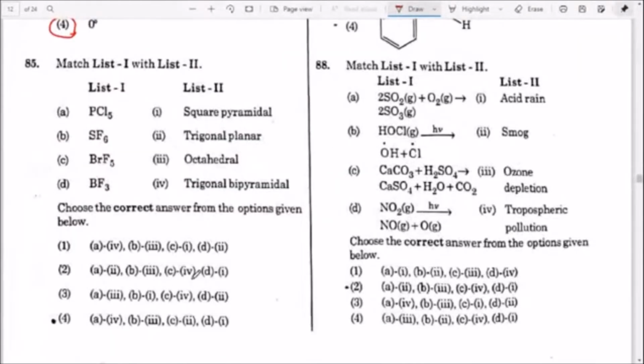Match list 1 with list 2: phosphorus pentachloride, sulfur hexafluoride, bromine pentafluoride and BF3. Choose the correct answer from the options given below. Option number 1. Phosphorus pentachloride is trigonal bipyramidal, SF6 is octahedral, bromine pentafluoride is square pyramidal and BF3 is trigonal planar. This is the correct option, students.